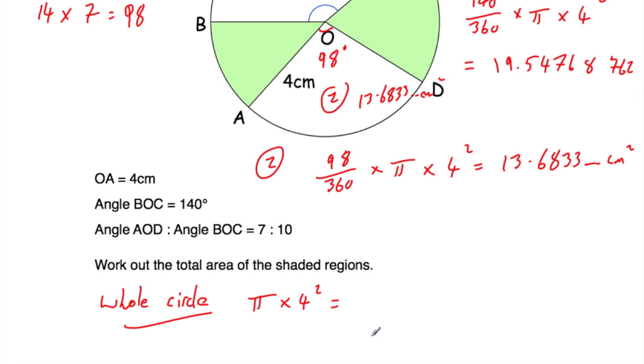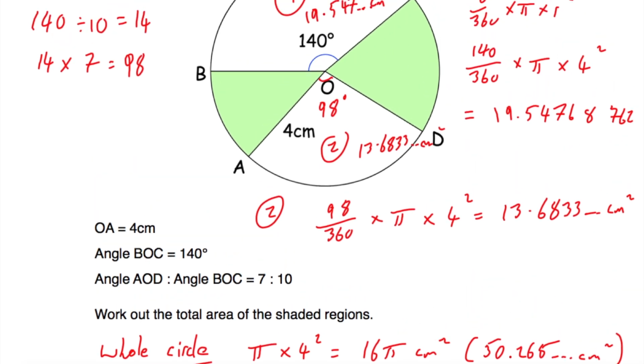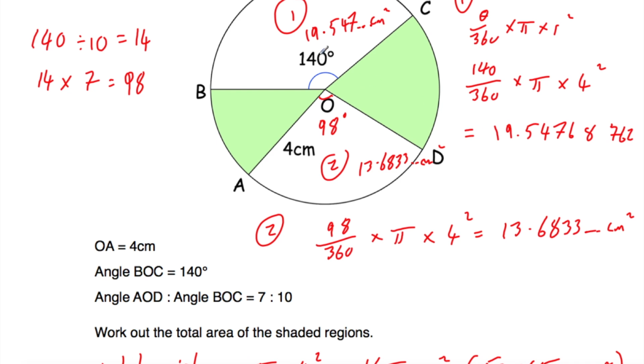Remember this OA is 4, so that's equal to 16 pi, or as a decimal number, it's equal to 50.265 and so on centimeters squared. So that's the area of the whole circle. Now what we're going to do is take away the combined area of these two sectors. So let's add those two together and see what we get.